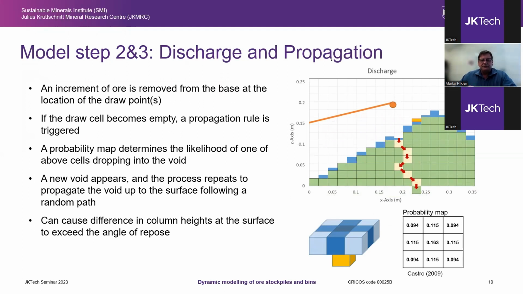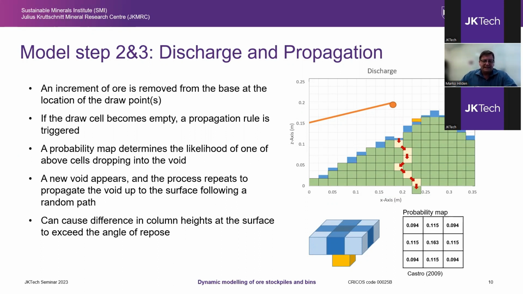Steps 2 and 3 involve the discharge and propagation of the ore as material is removed from the pile at the base. So during each time step, we need to subtract a small increment of ore from one or more designated draw point cells. Because the time step is relatively short, the draw point cell doesn't empty every time step, but when it does, the cell becomes empty and it triggers a propagation rule. In the simplest case, we can calculate the probability of one of the 9 cells above that draw point cell, which is now a void, to drop into that empty cell.